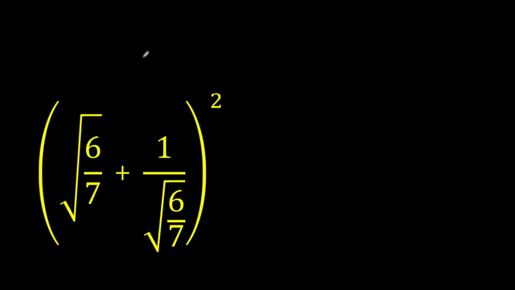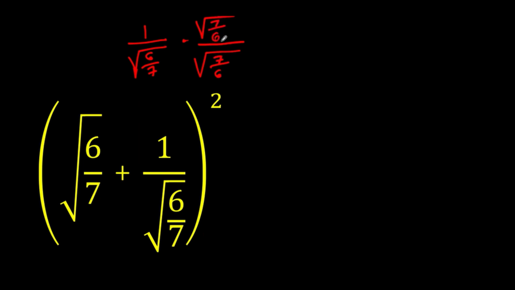Now, to rationalize the denominator 1 over the square root of 6 over 7, we multiply both the numerator and the denominator by the same radical, and the objective is to make the denominator a rational number, no longer a radical number. And in this case, we can achieve that goal by multiplying this denominator by the square root of the reciprocal of 6 over 7, which is the square root of 7 over 6. And we are going to do the same for the numerator. We multiply by the square root of 7 over 6.